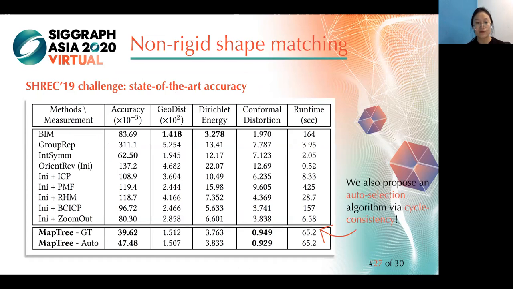Here is a quantitative evaluation of our method on the SHREC'19 challenge with more than 400 shape pairs. Our method achieves the best accuracy and comparable smoothness compared to the state-of-the-art methods. We also propose an auto-selection algorithm to select the direct map from the multiple maps we obtained using our method, and this auto-selection is based on cycle consistency. You can find more details in the paper.